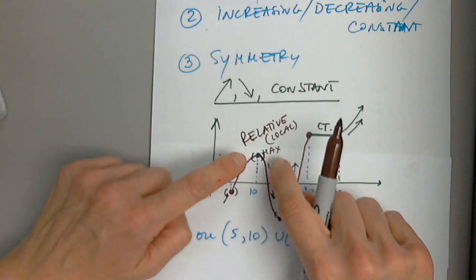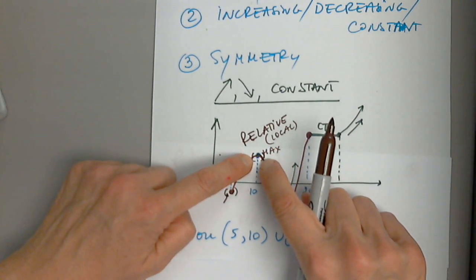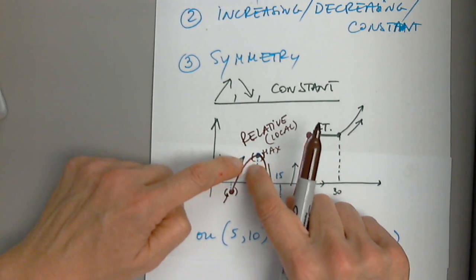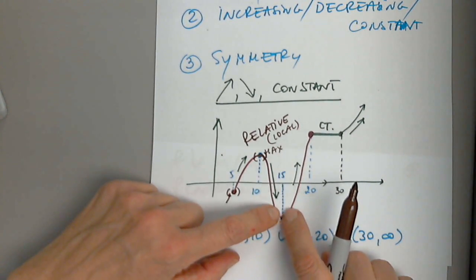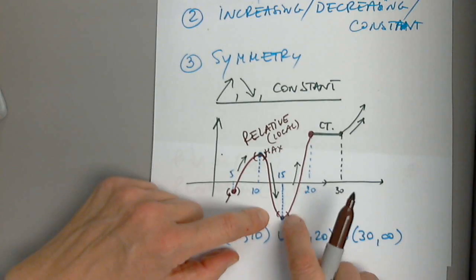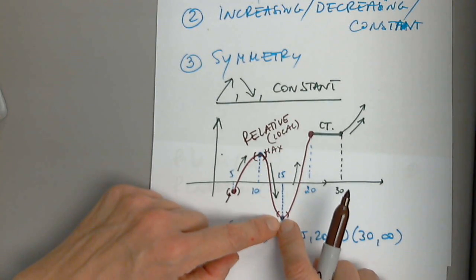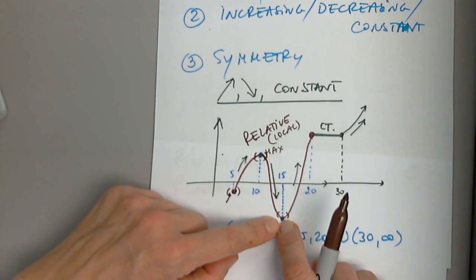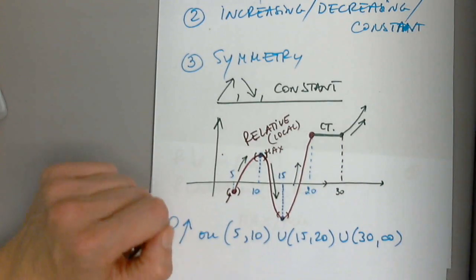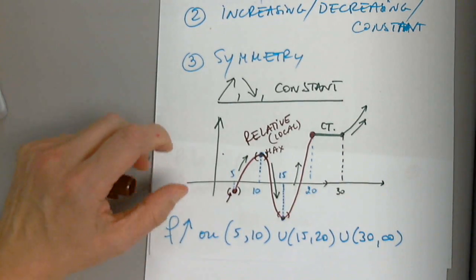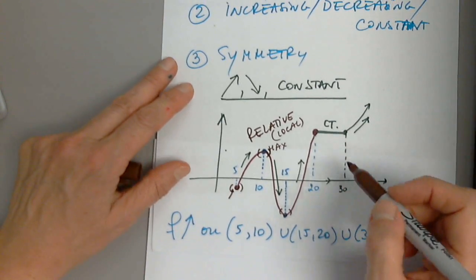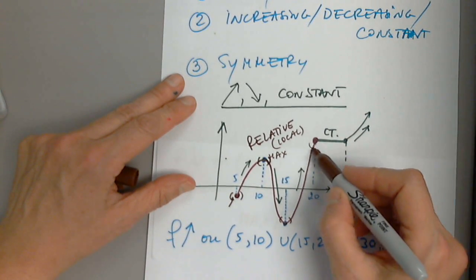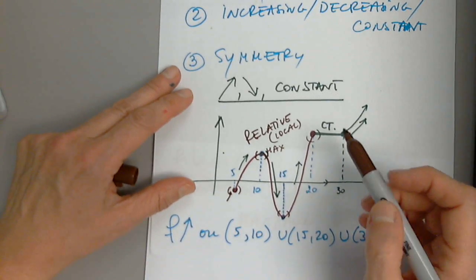So the relative or local requires that the function exists on both sides of the point, and all function values in this case are smaller than this one, and in this case, all function values are bigger than this one, that we call the local minimum. Okay? So relative max, relative min. So 20 would be a maximum.